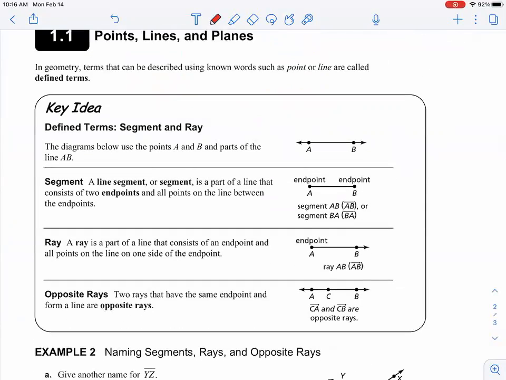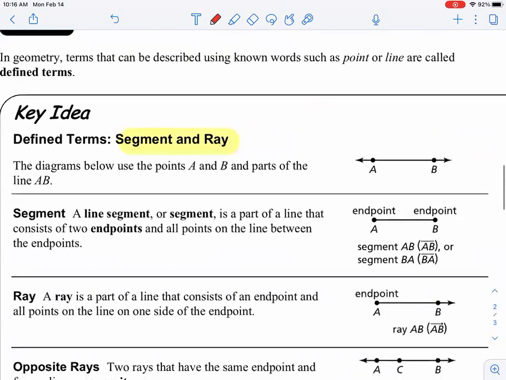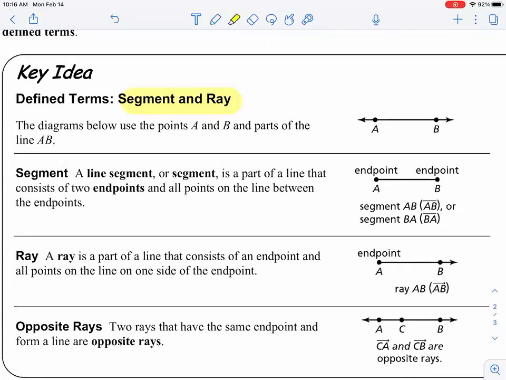So our 3 undefined terms were point, line, and plane. And now for that line, we're going to talk about different portions of a line, like a segment and a ray. Those are parts of a line, because remember, lines go on forever. So if we want to cut that off, we could talk about a segment. A segment, or a line segment, is part of a line.